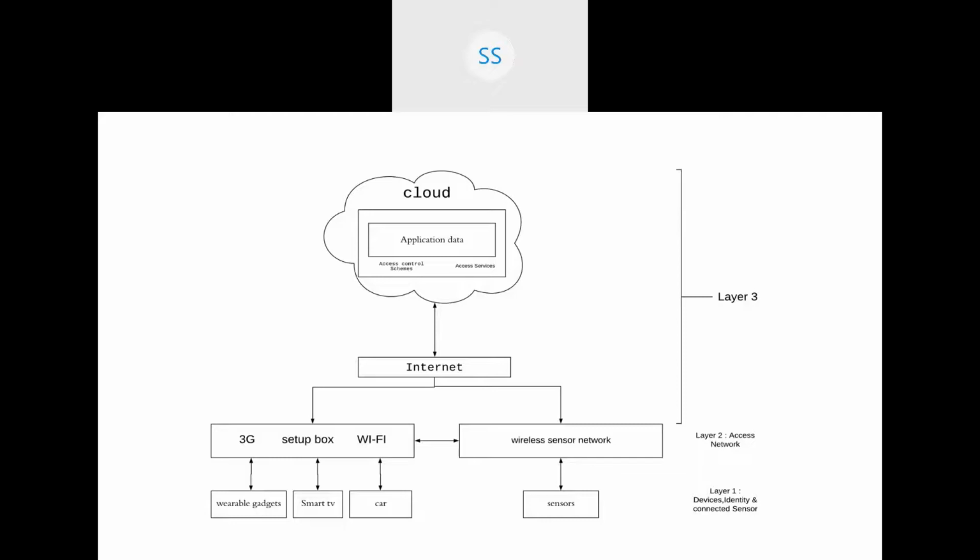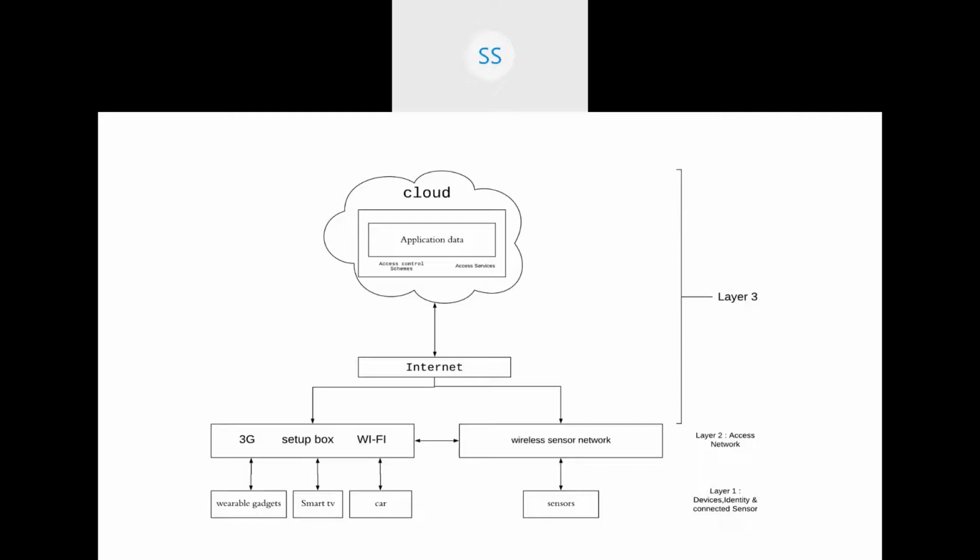So there should be some device or mechanism which will act as a bridge between your layer 1 and layer 3. That means how your sensors will be connected with your cloud. That layer is layer 2, the access network layer.